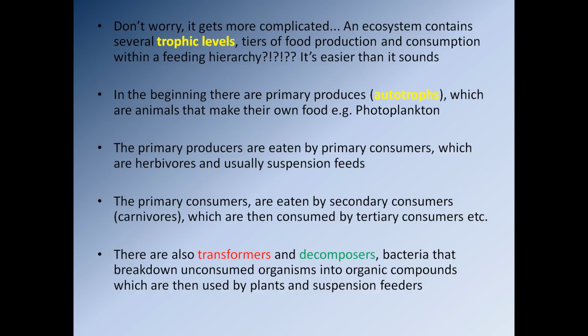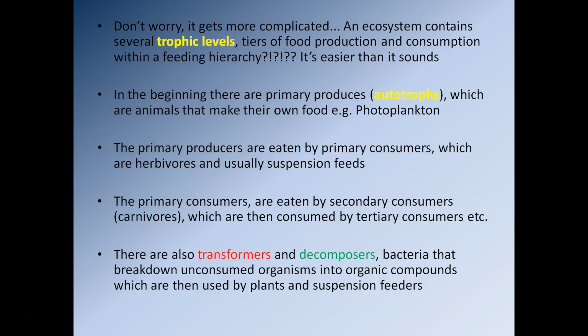So in the beginning, there are primary producers. Those are the autotrophs, so those are organisms that make their own food. Organisms like phytoplankton, or simply the photosynthesizers, plants, seaweed. These primary producers will be eaten by primary consumers, which are of course the herbivores or the suspension feeders. They're going to take these autotrophs and eat them, and then the primary consumers are going to be eaten by the secondary consumers, the carnivores. And obviously then the secondary consumers will be eaten by tertiary consumers, and the tertiary consumers will then be eaten by the quaternary consumers, and so on.